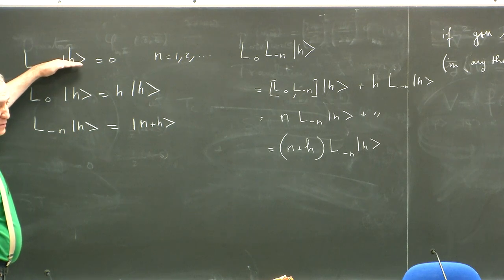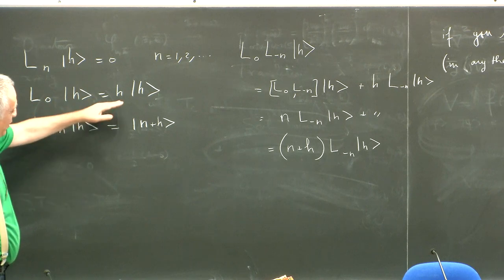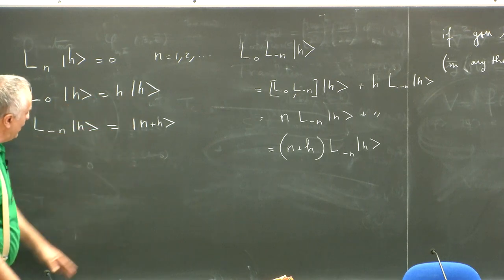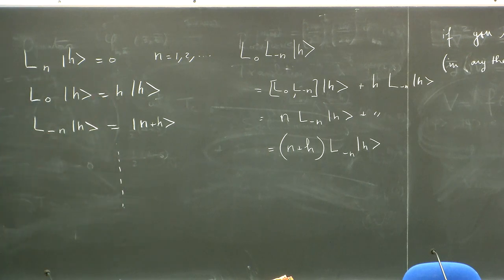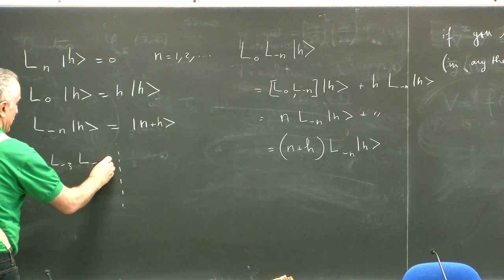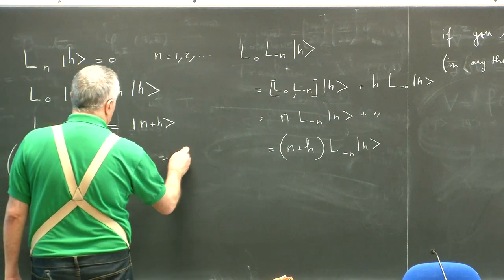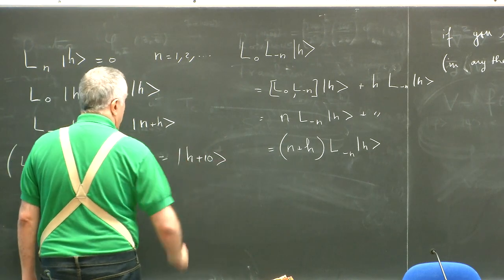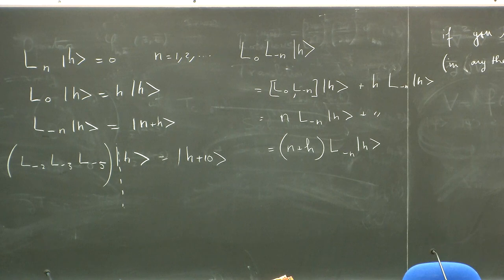Because of similarity with the angular momentum, they have called this the highest weight state. It's actually the lowest weight state because all these other states have a higher weight, and you just go on to infinity by applying many L minus 1s. You can also have things like this. You don't need only one of them. Instead of going higher, you go lower, yes. But you call it going higher.